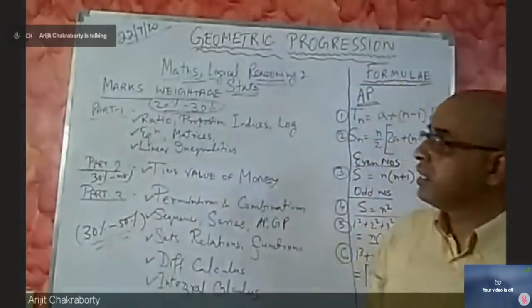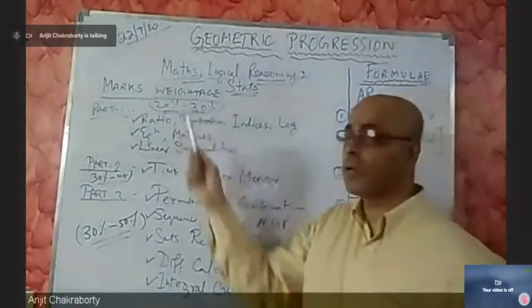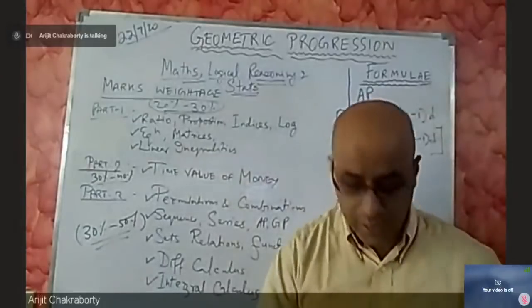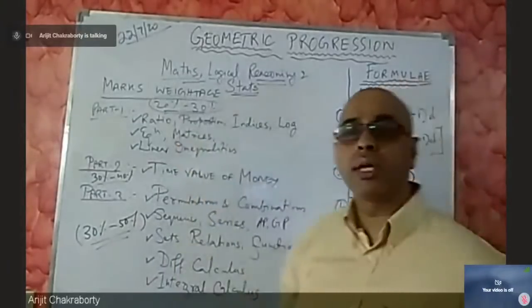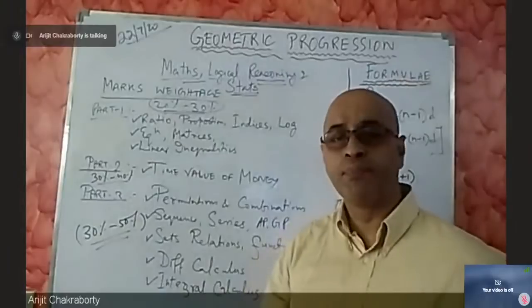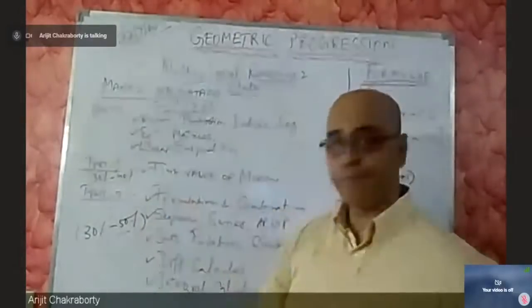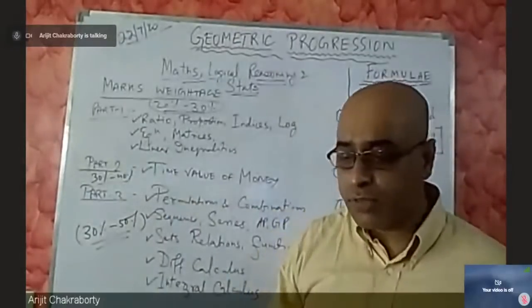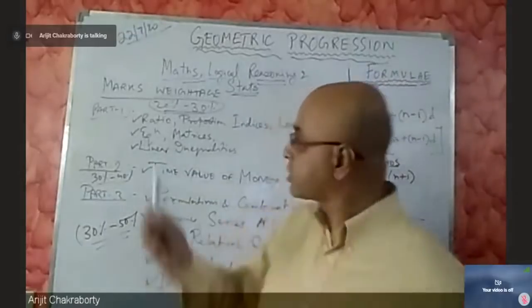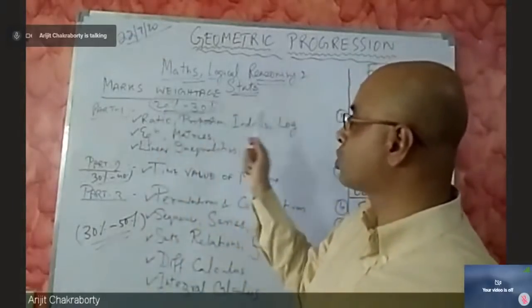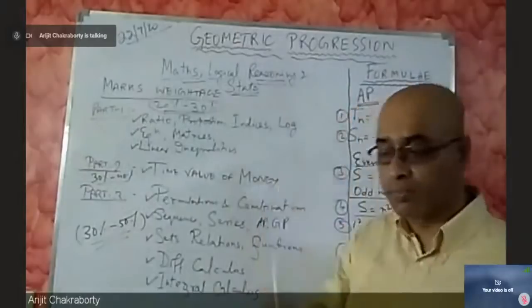Part 1, if you see, will be carrying weightage of 20 to 30%, right? So please note 20 to 30% is the weightage of part 1. Now, what are the chapters we have in part 1? The first is ratio, proportion, indices and logarithms.